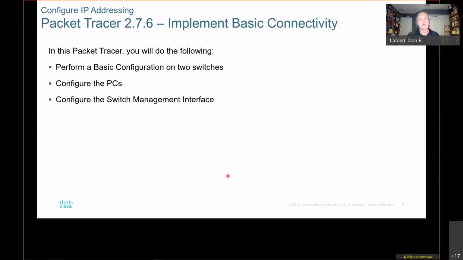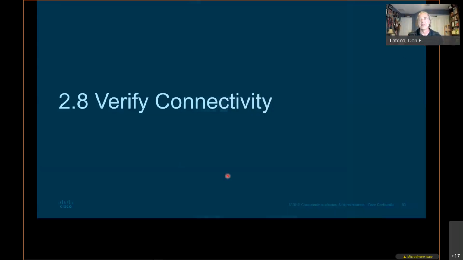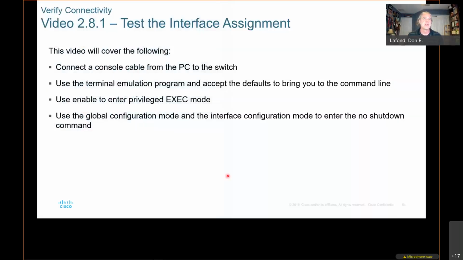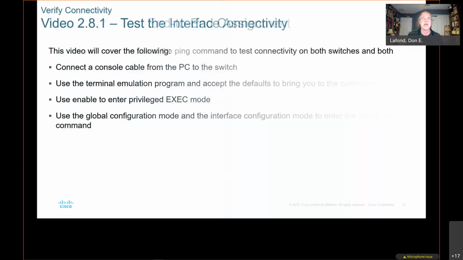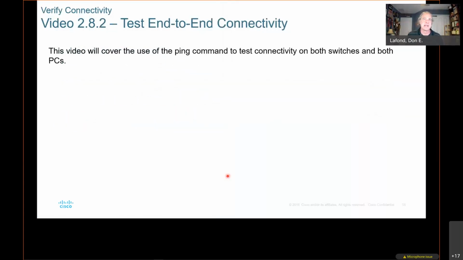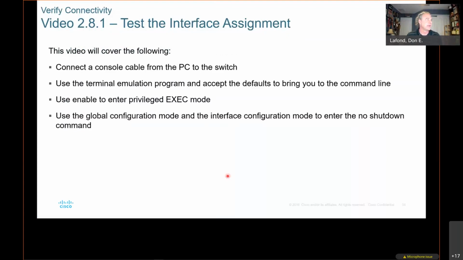You're going to do a Packet Tracer, implementing basic connectivity and verifying connectivity. There's a video to talk about testing the interface, and then we'll do another video talking about testing end-to-end connectivity using ping. Those are the last two videos, I think, of the class. So let's get down to 2.8.1.